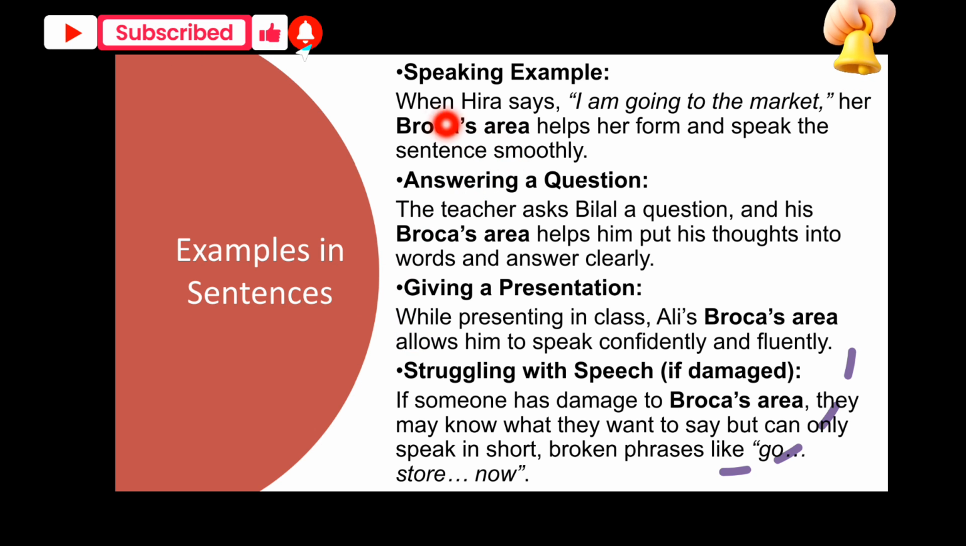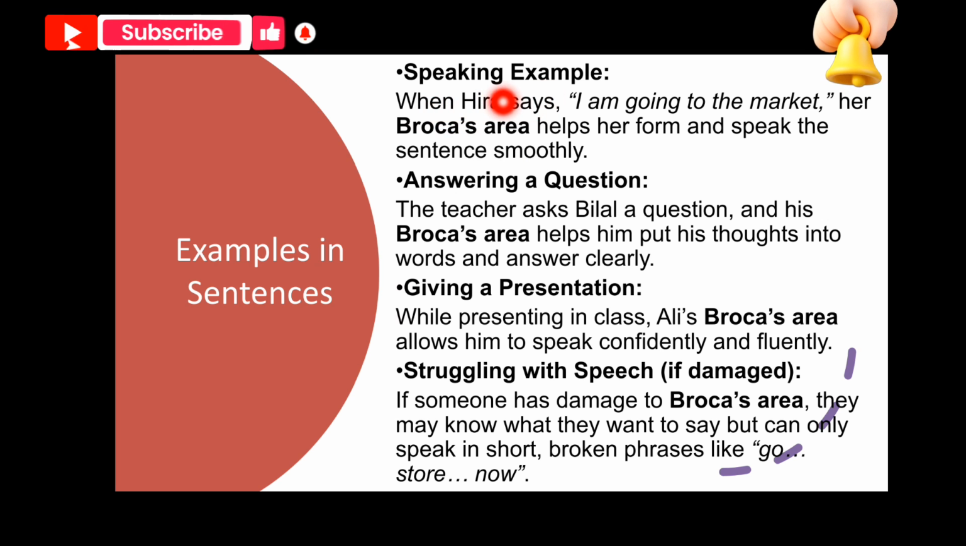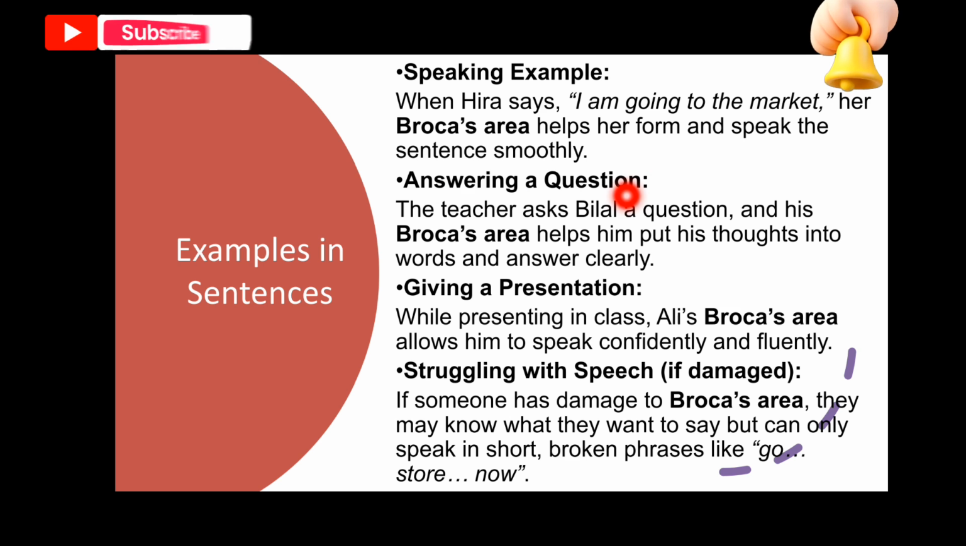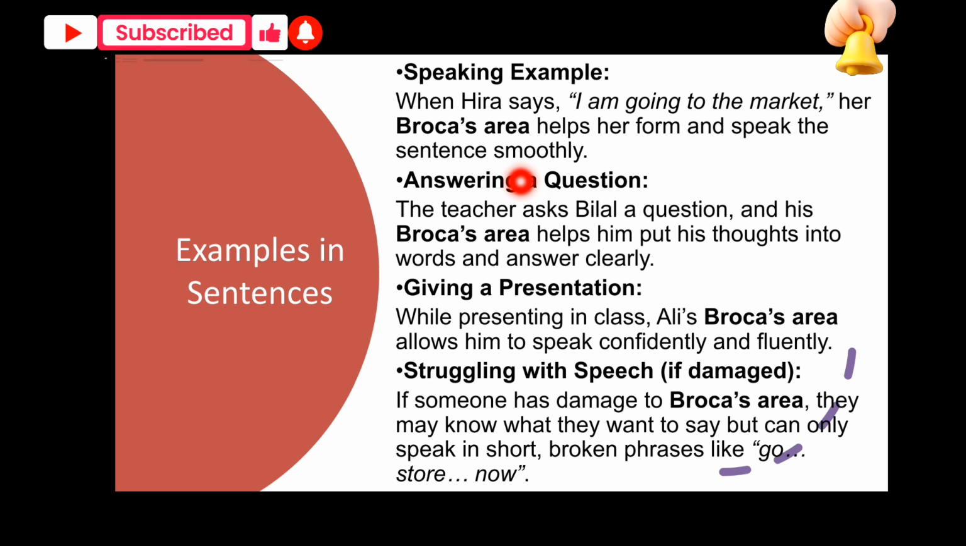Examples in sentences. We are talking about Broca's area, and we have a speaking example. When Hira says, "I am going to the market," her Broca's area helps her form and speak the sentences smoothly, right? If you cannot produce sentences smoothly, you have a problem with Broca's area. And if your Broca's area functions properly, you will be able to produce correct sentences. The way Hira is making proper and correct sentences: "I'm going to the market," right? So her Broca's area helps her form and speak sentences smoothly.